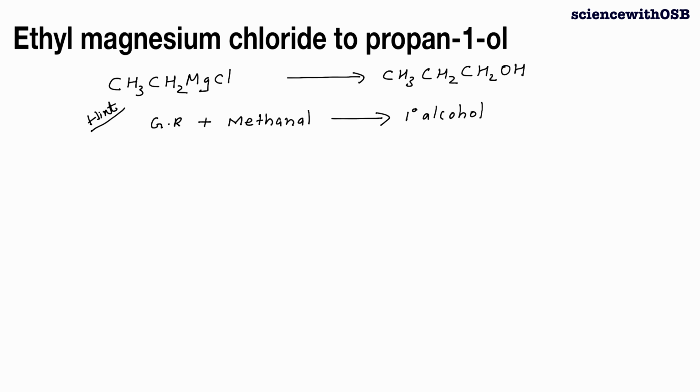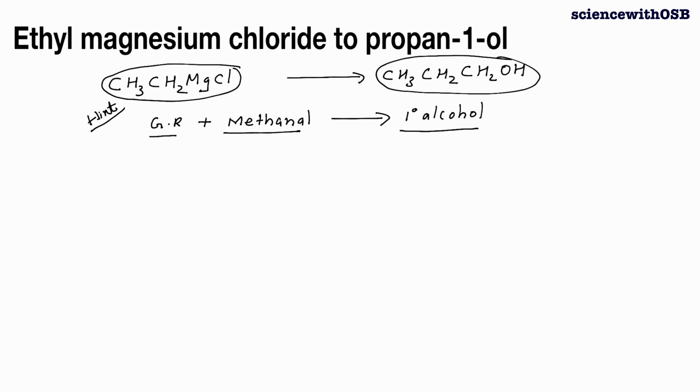Before doing the conversion, you must definitely know this hint. Grignard reagent plus methanal gives primary alcohol. Also you have to cross check the number of carbons. In the Grignard reagent, how many carbons are there? 2. And in the primary alcohol, how many? 3. So 2 plus 1, 3. So it fits perfectly.